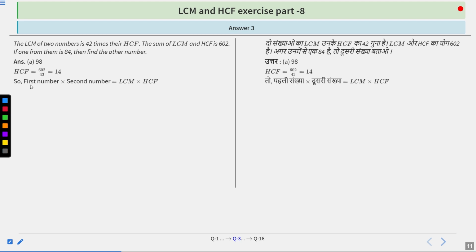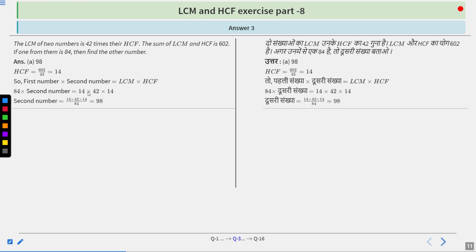Now according to formula 1.1, product of numbers, that is first number into second number, should be equal to LCM into HCF. First number was 84 because it was given in the question that one of them is 84. Second number we have to find. Now HCF is 14 and LCM is 42 times 14. So 14 into 42 into 14 is the product of LCM and HCF. Therefore, the second number is equal to 14 into 42 into 14 upon 84, that is equal to 98. That means the other number is 98. Option A is the correct answer.